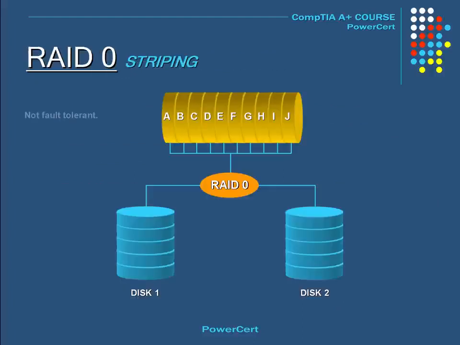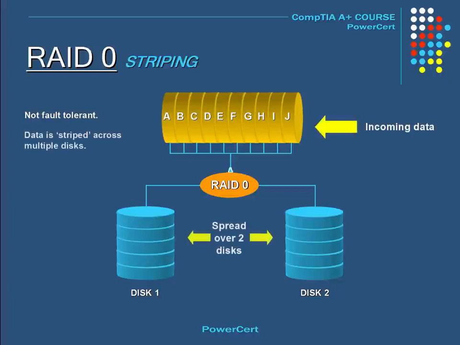Now RAID 0 is not fault tolerant. In fact, RAID 0 shouldn't even be called RAID because not only does it not provide fault tolerance, it actually increases the chance for data loss. Because in a RAID 0, the data is not duplicated, but it's actually spread or striped across 2 separate disks. So if just one of these disks fails, then all the data would be lost.